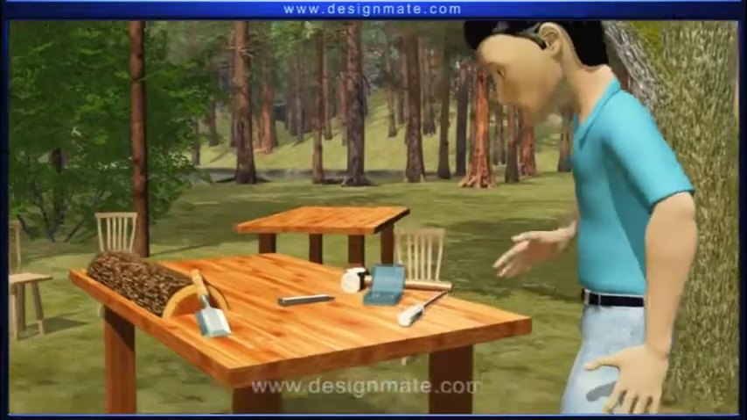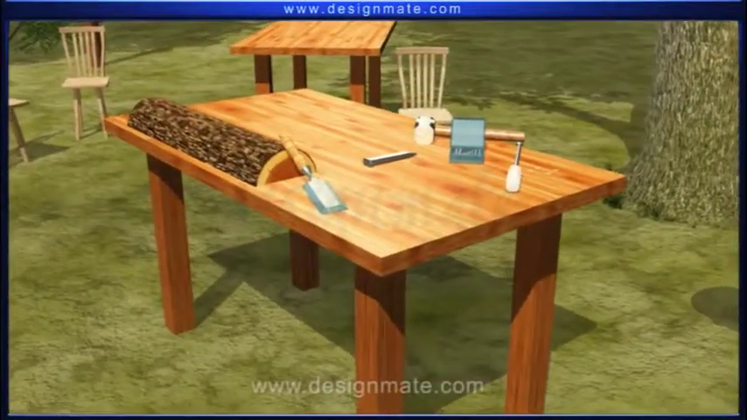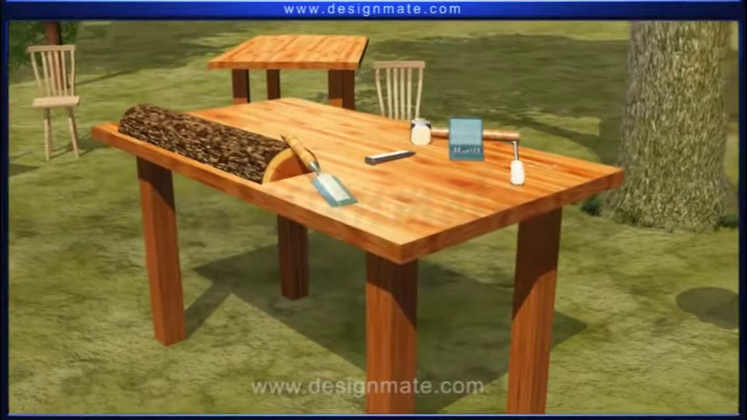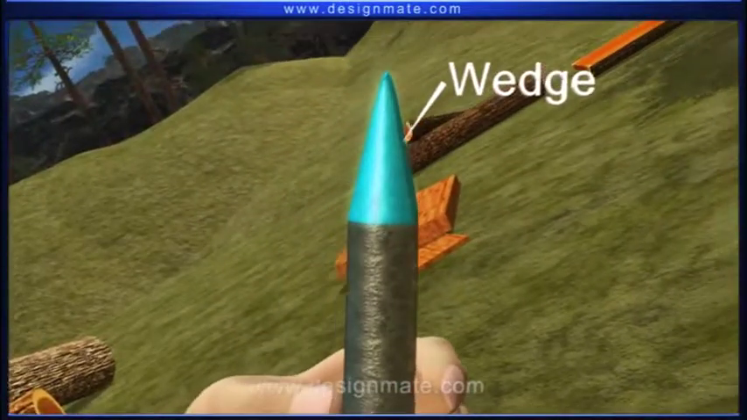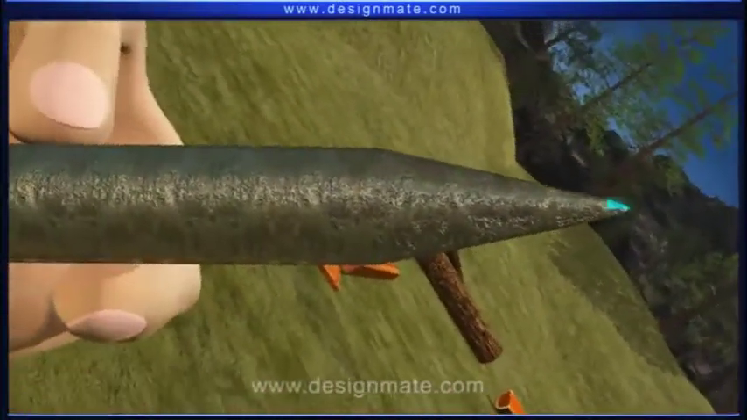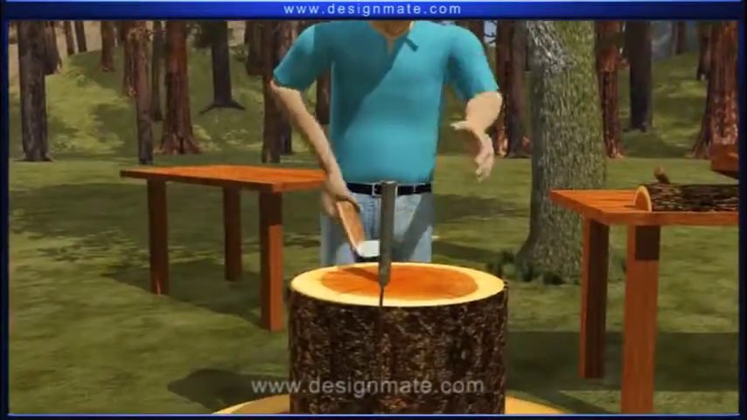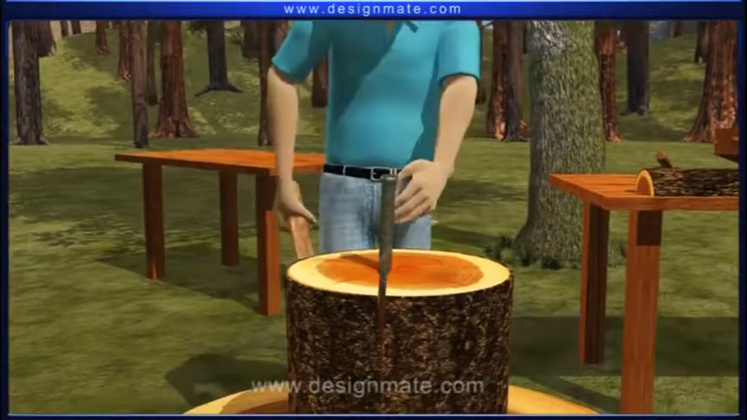Looks like the table is almost ready. And with this, we conclude our lesson on wedges and screws. Summary: wedge is a simple machine. It is a type of inclined plane. Wedges can be used to split things apart.